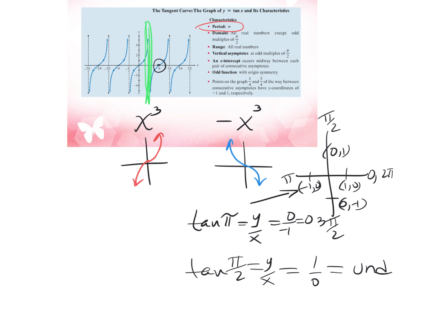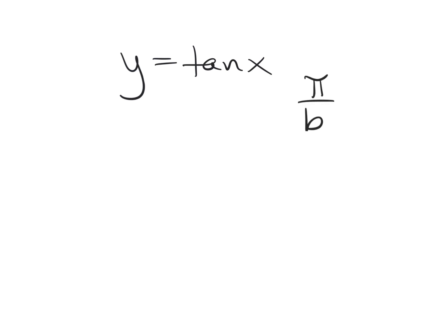So let me add a slide. So let's say we wanted to graph just y equals tangent of x. So what I'm going to do is I'm going to the normal cycle. Notice here, my b value is just a 1. So normally we would take 2 pi for all the other graphs and divide it by the b value. But in this case, you take pi and divide it by that b value. But my b value here is just 1.